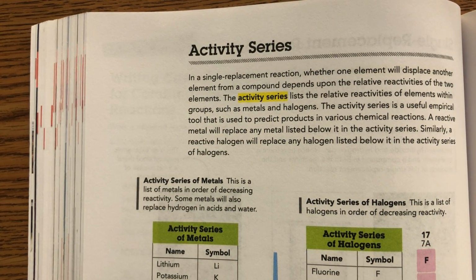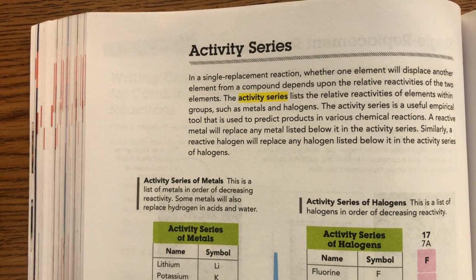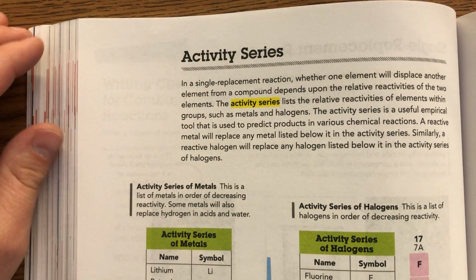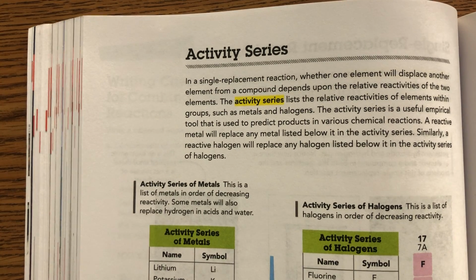Today we're going to be discussing the activity series, okay? Before you watch this video, please watch the video before this on single replacement reactions, because this is the second part to that. It's going to be explaining what is the element that's replacing the other element in a compound. Why is it happening, and why is it not happening in certain circumstances?